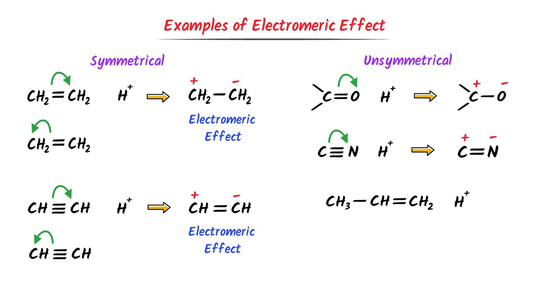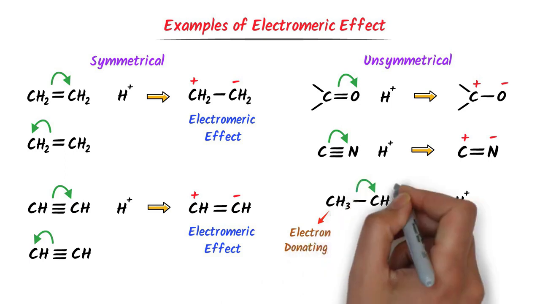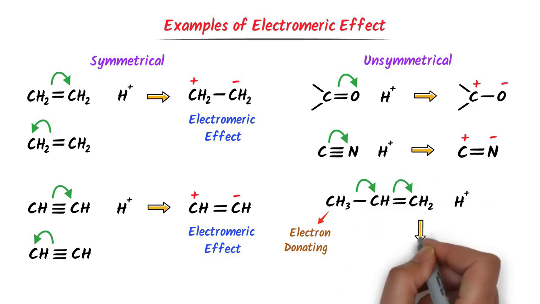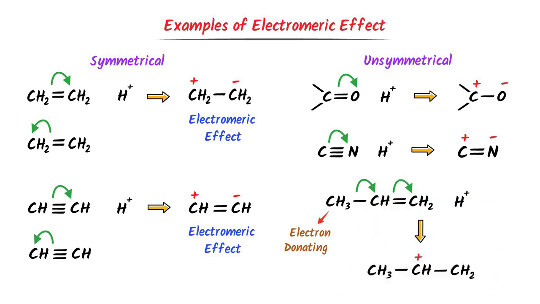Thirdly, in this compound, there is an alkyl group, CH3. We know that it is an electron donating group. Hence, pi electrons will shift in this direction to this carbon. Positive charge appears on this carbon and negative charge appears on this carbon. Thus, electromeric effect is observed in it. Hence, these are the different examples of electromeric effect.